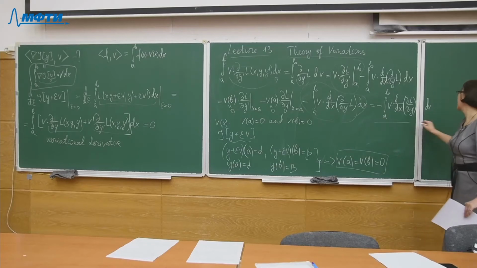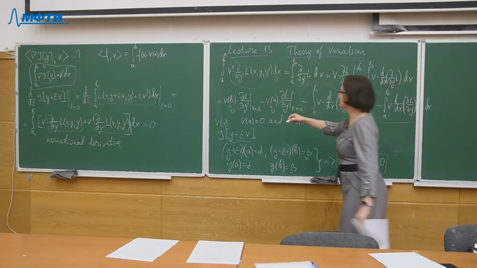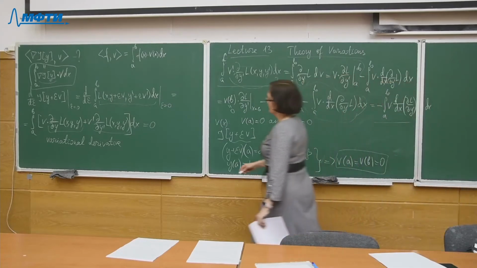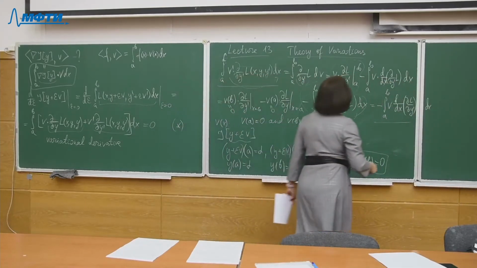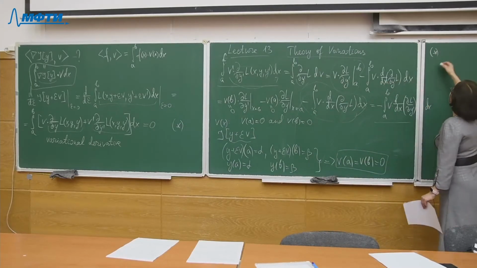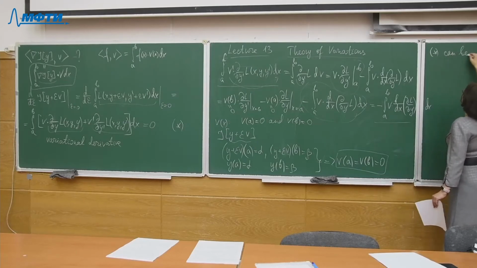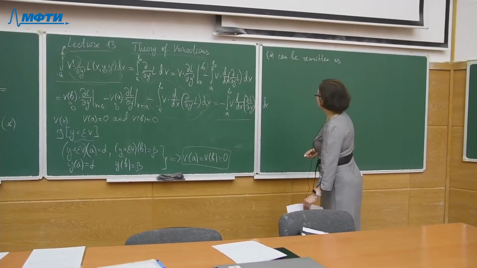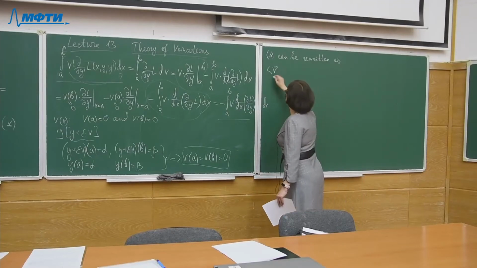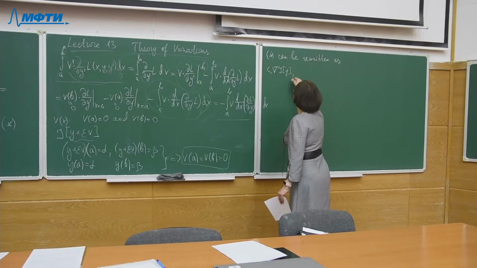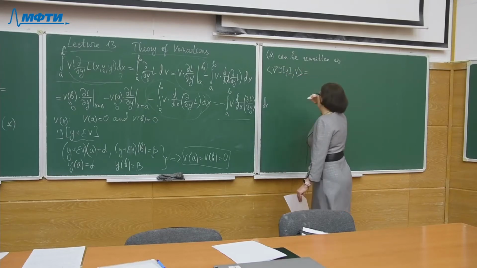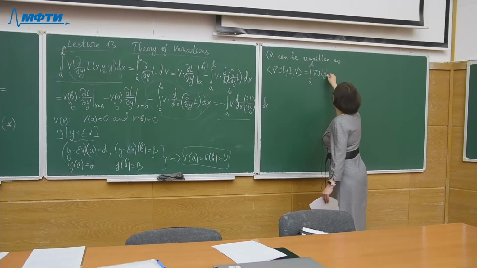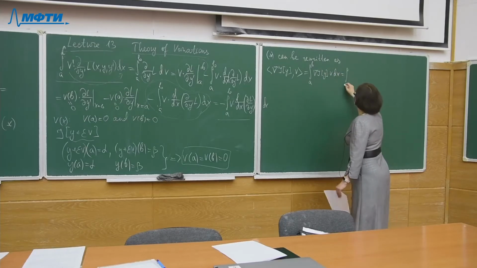And by virtue of this, the last equality, we can rewrite our integral, our variational derivative, in the form: nabla J of y and v is equal to the integral from a to b of nabla J of y times v dx, and it is equal to the integral from a to b.